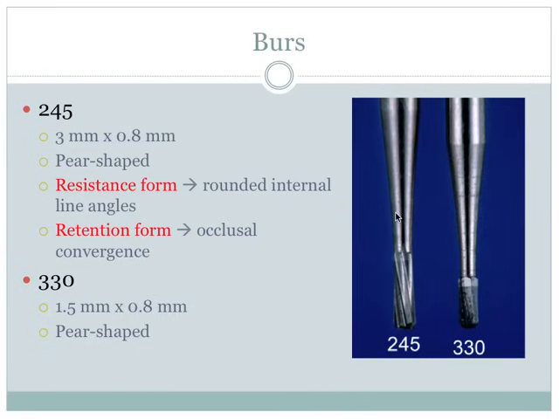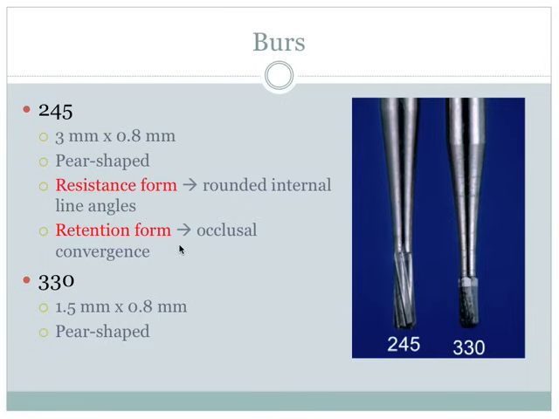So these burrs here are friction grip burrs. They'll lock into your high-speed handpiece without any latches. The 245 is a very common one. It's pear-shaped, meaning it's slightly wider at the bottom than the top.